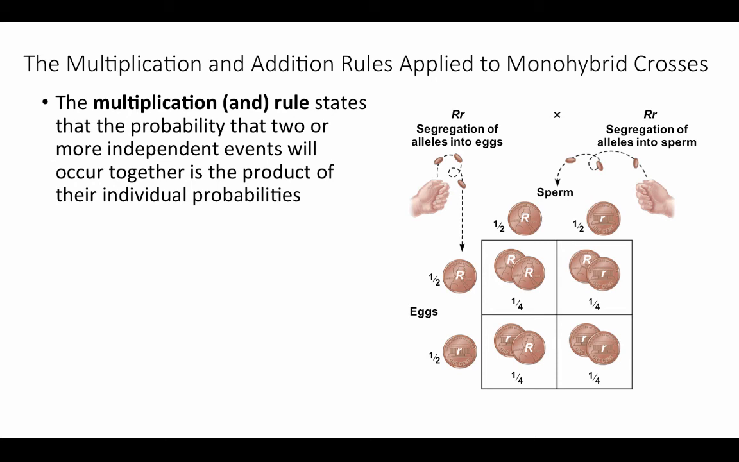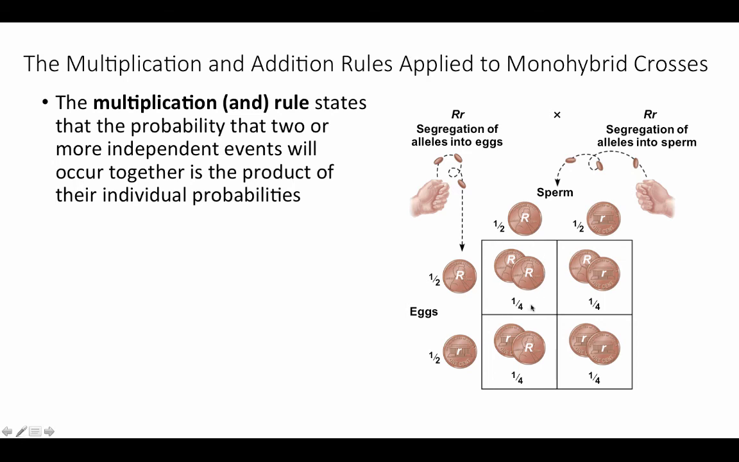So I like to think of the multiplication rule as the "and" rule. So if you're putting this into words and into a sentence, this is going to be the rule that determines whether two separate events, this and that, both happen. Okay, so the probability that two or more independent events will occur together, you're going to get that probability of both of those things happening by multiplying, getting the product of their individual probabilities.